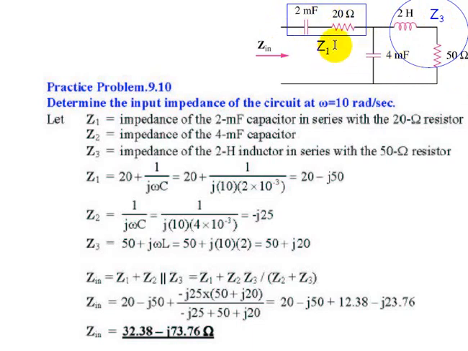Now let's find Z1. Z1 is nothing but this 20 plus 1 over j omega C. Omega is 10, and after evaluating 1 over j omega C we have got 20 minus j50. This is Z1. Z3 is what? Z3 is 50 plus j omega L, and after evaluating this term we have got 50 plus j20. This is Z3.